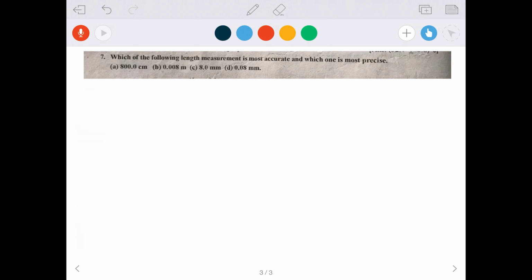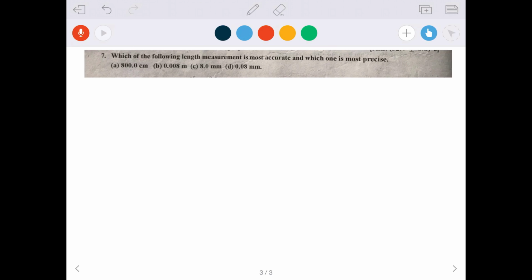So you can see the second question. Which of the following length measurements is most accurate and which one is most precise? The first is 800.0 meter, the second is 0.008 meter, the third is 8.0 millimeter, and the fourth is 0.08 millimeter. So we want to find two things: one is the most accurate value and the other is the most precise value.